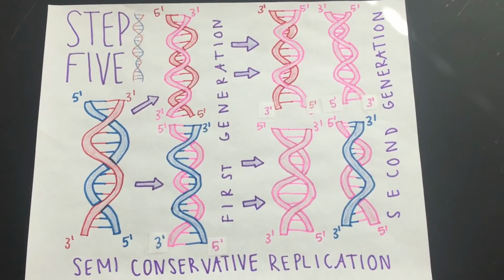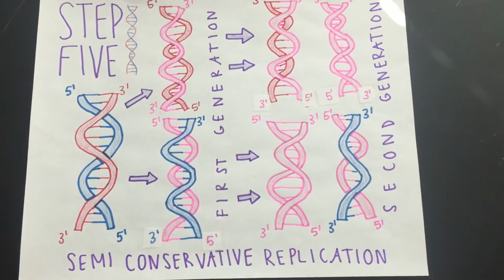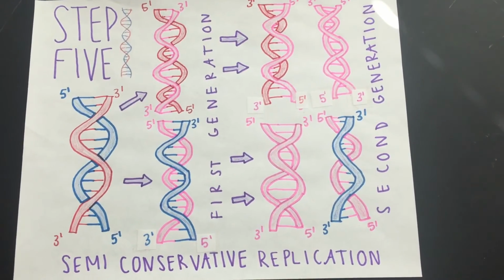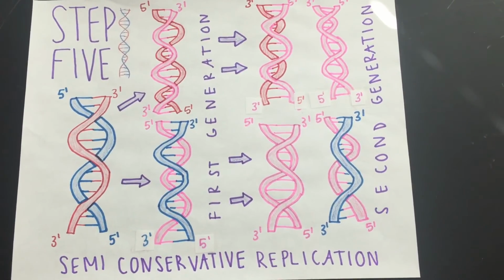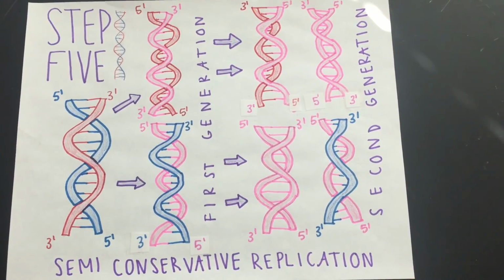Step 5. DNA replication occurs semi-conservatively, meaning that it ends with 2 new strands created from the original strand, each containing 1 old and 1 new strand. With semi-conservative replication, each strand of the parental DNA acts as a template for a new strand, which is added by base pairing.